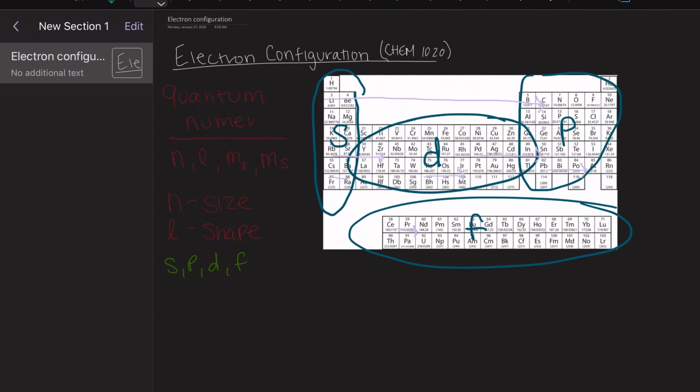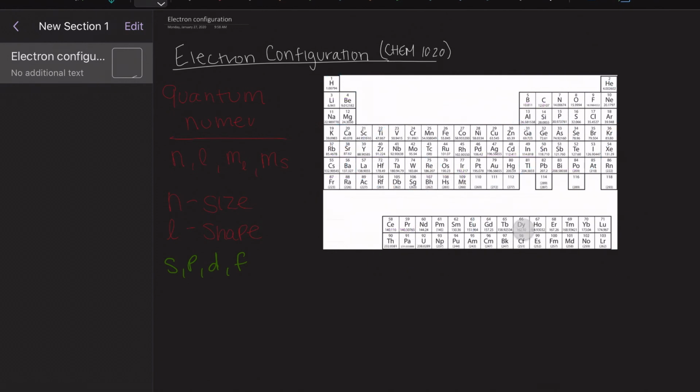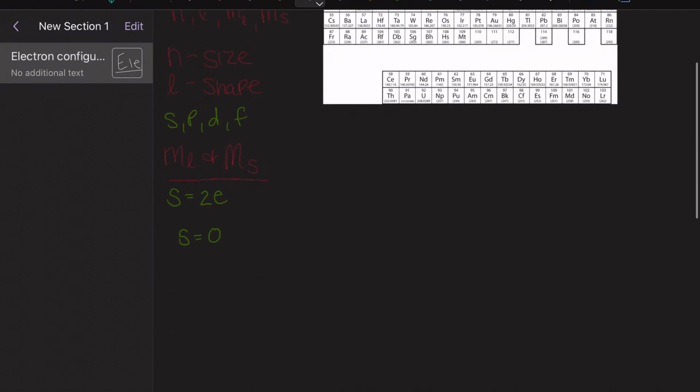And then we have m sub l and m sub s. These help us know how many electrons fit in each orbital. This is also pretty intuitive from the periodic table because we have s, and s can hold 2 electrons. We can do that because s is when l equals 0, and that means that m sub l is 0, and m sub s can be 1/2 or -1/2, and so it can hold 2 electrons since we only have one option here.